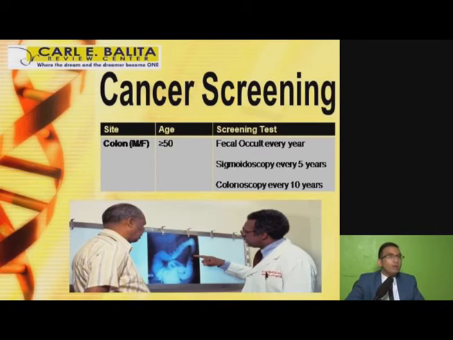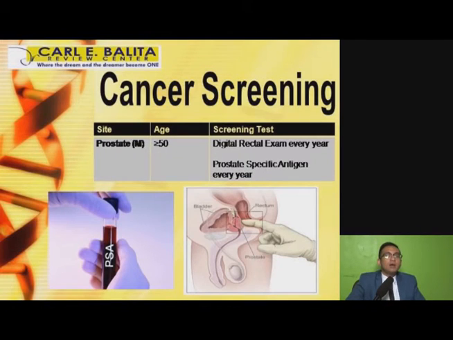Next, colon. Anong age? Pag colon, starting at the age of 50, di ba? Pag starting of the age of 50, guaiac or fecal occult every year, sigmoidoscopy every 5 years, colonoscopy every 10 years. And last but not the least, prostate cancer screening starting at the age of 50, you have your DRE every year and PSA every year. Alright, so they are your screening tests.